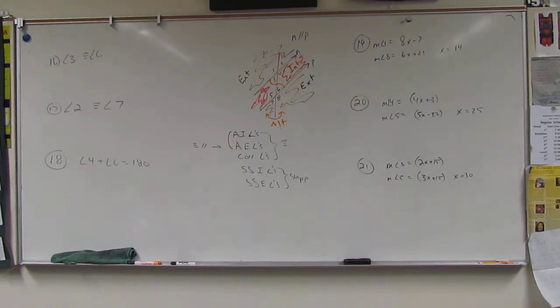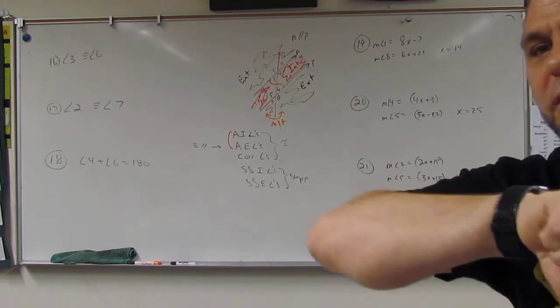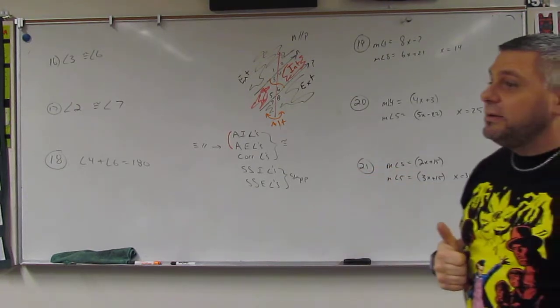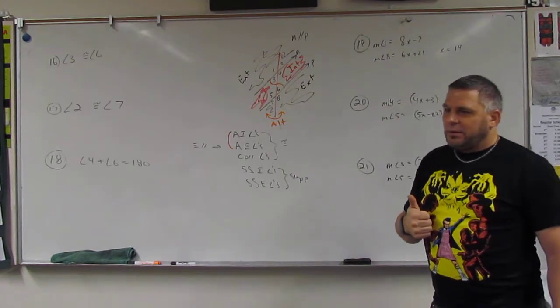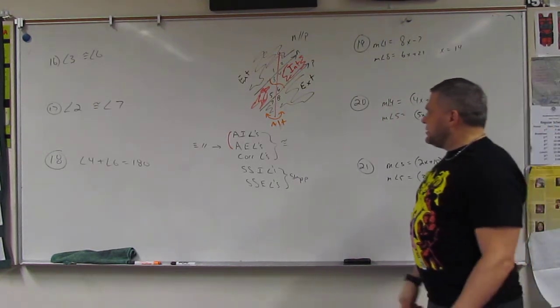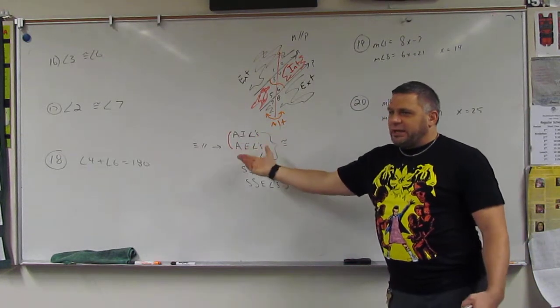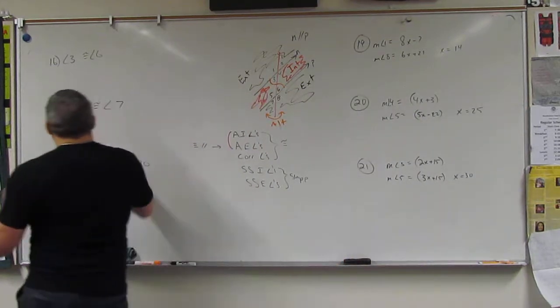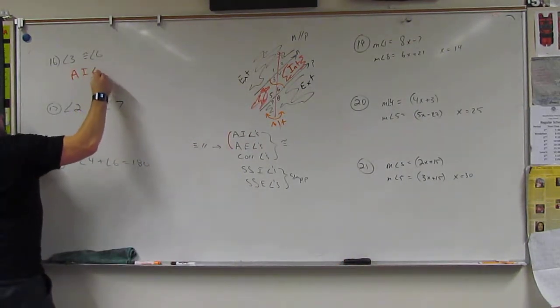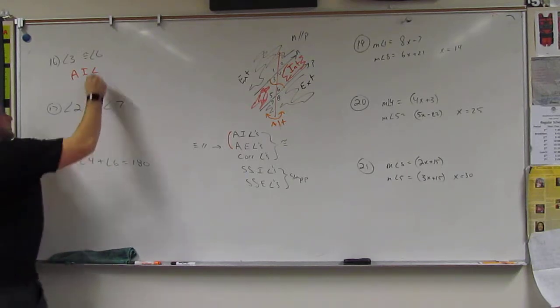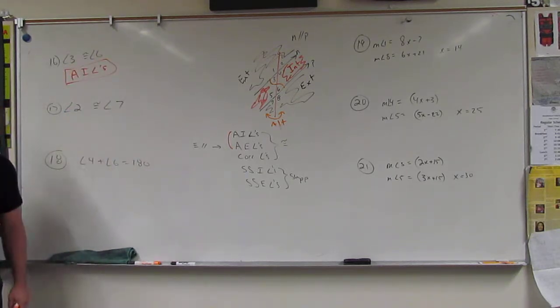Chayton. Red or brown? Skylar, red or brown? Jonathan? Red or brown? Right? That's it. So that just means that they're interior. Alternating interior angles. That's it. We're done. Okay? Sancha? Okay?